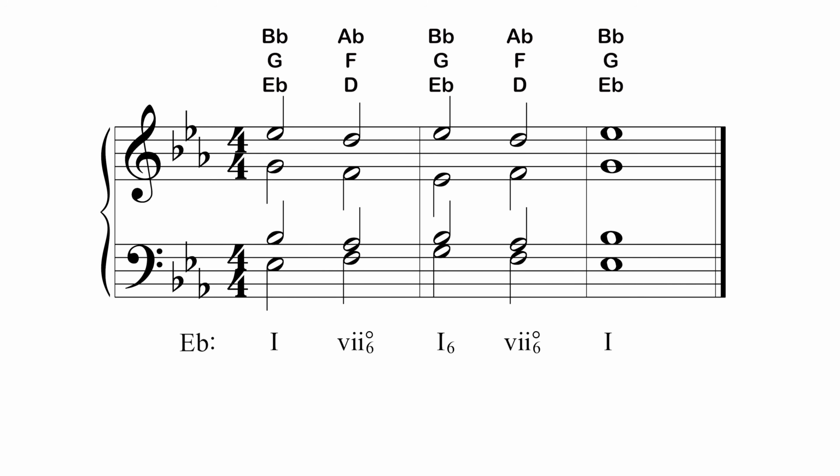Compare the alto and the bass in these progressions. A root position 1 chord to a first inversion 7 diminished chord, to a first inversion 1 chord, to a first inversion 7 diminished chord, to a root position 1 chord.